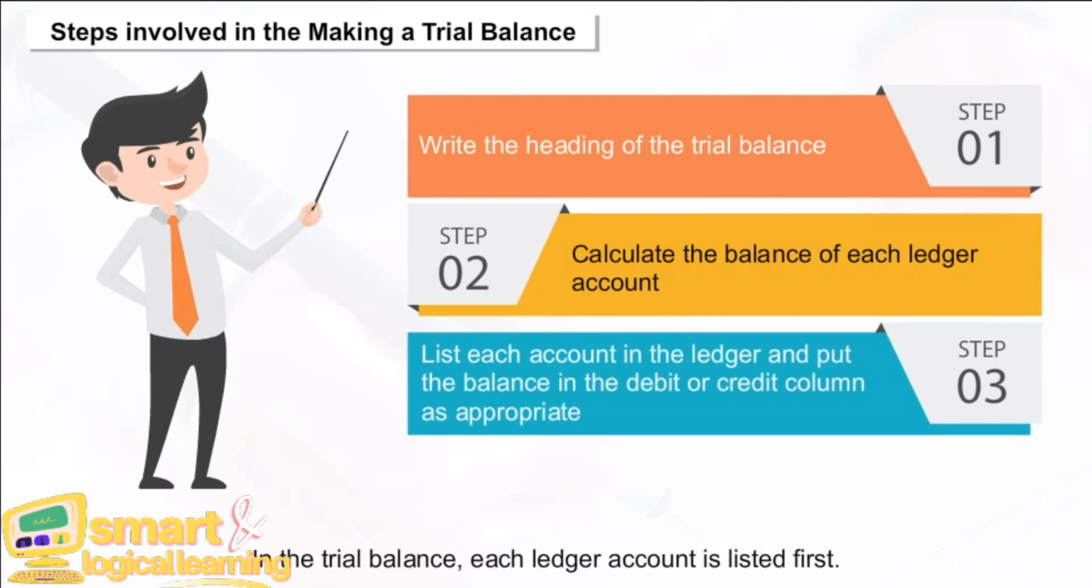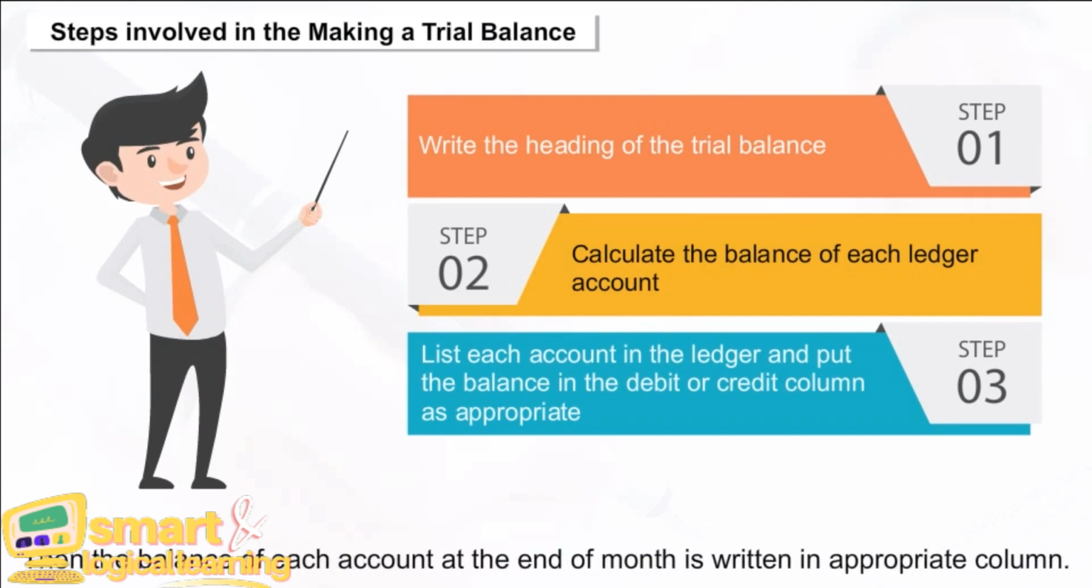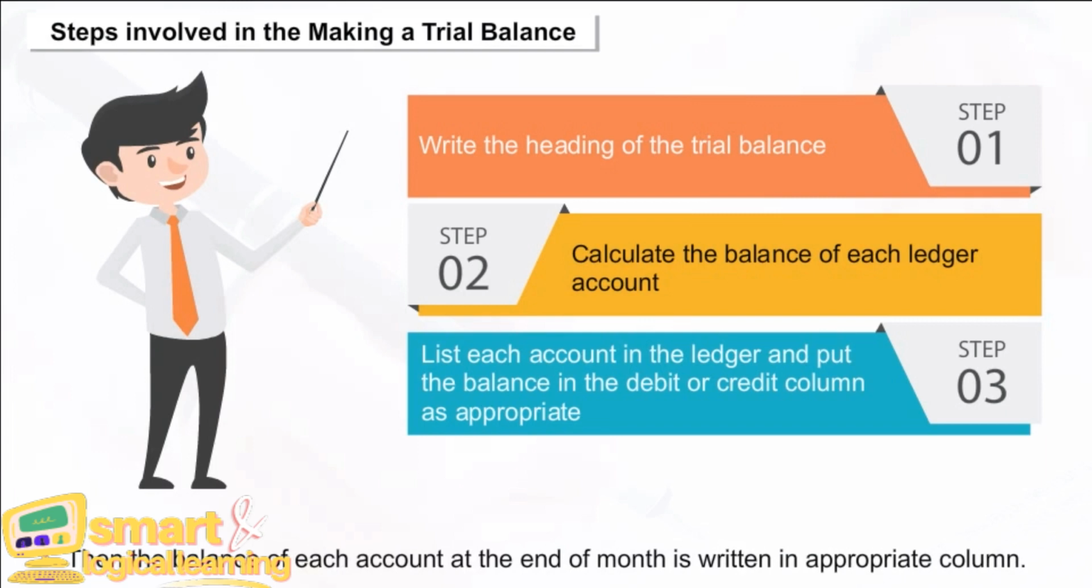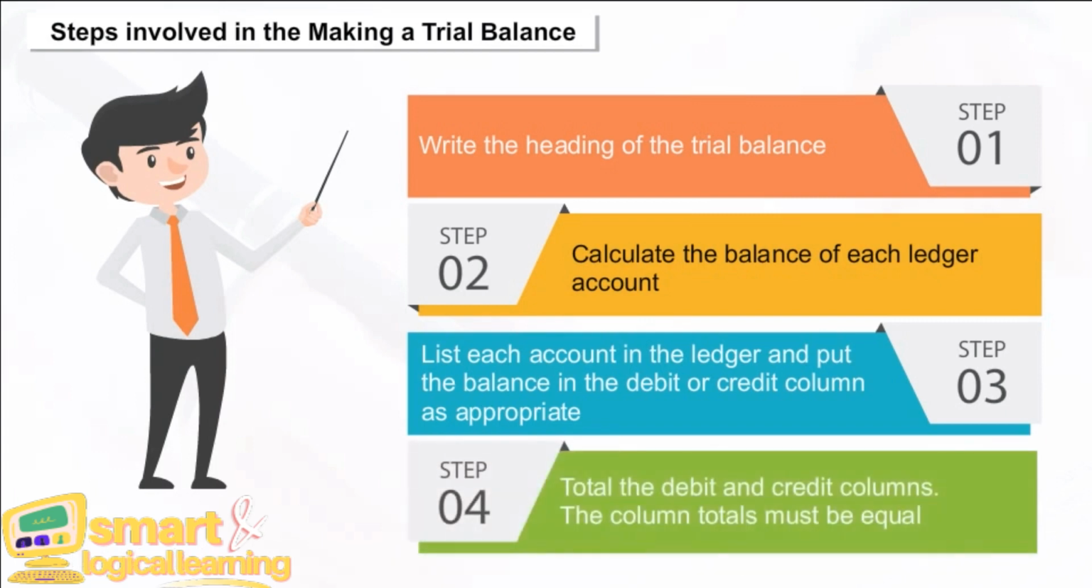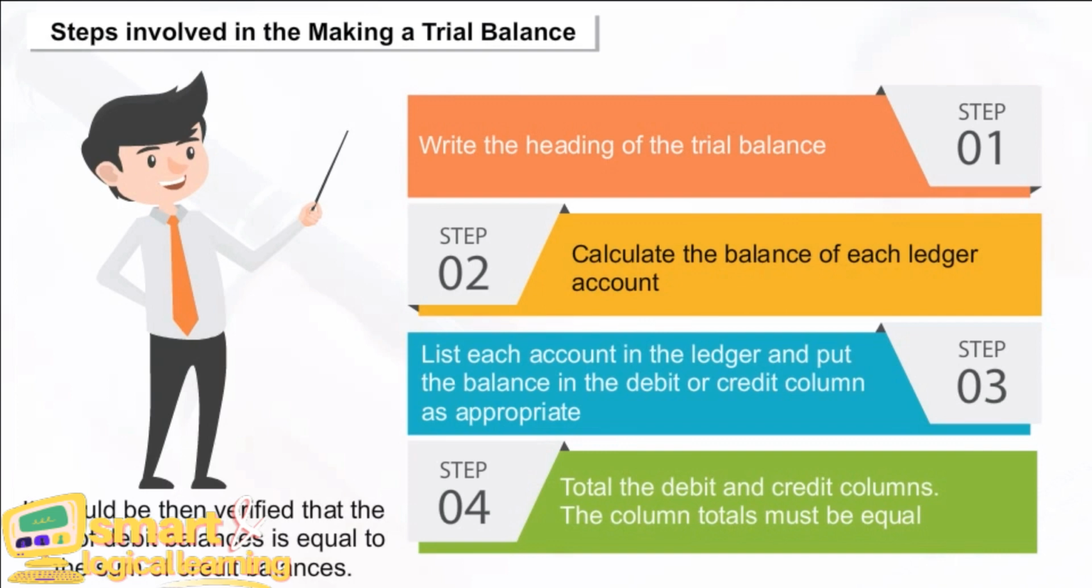In the trial balance, each ledger account is listed first. Then, the balance of each account at the end of month is written in appropriate column. Step 4. Total the debit and credit columns. The column totals must be equal. Both debit and credit columns should be totaled. It should be then verified that the sum of debit balances is equal to the sum of credit balances.